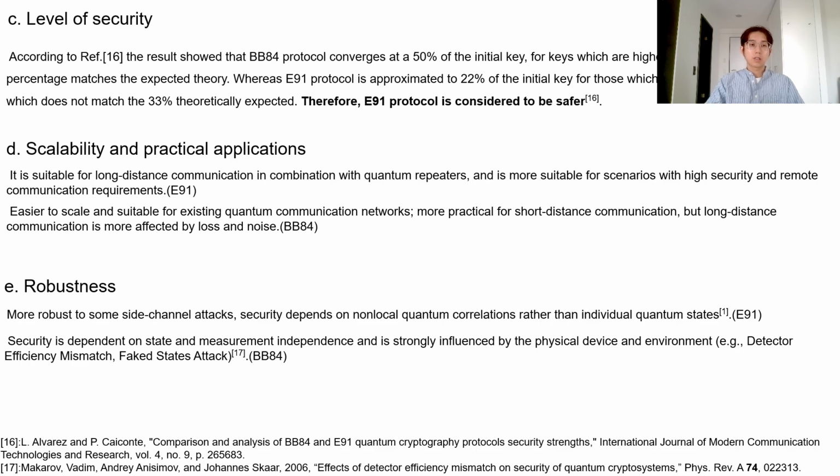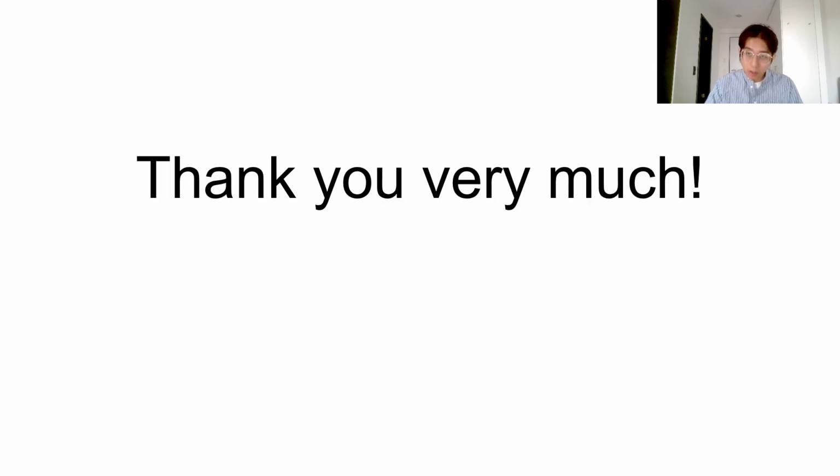And the last thing is robustness. E91 is more robust to some side channel attacks, as security depends on non-clonable quantum correlation rather than individual quantum states. For BB84, security depends on state measurement and is strongly influenced by the physical device and the environment, such as detector efficiency mismatch and faked state attacks. That's all. Thank you very much.